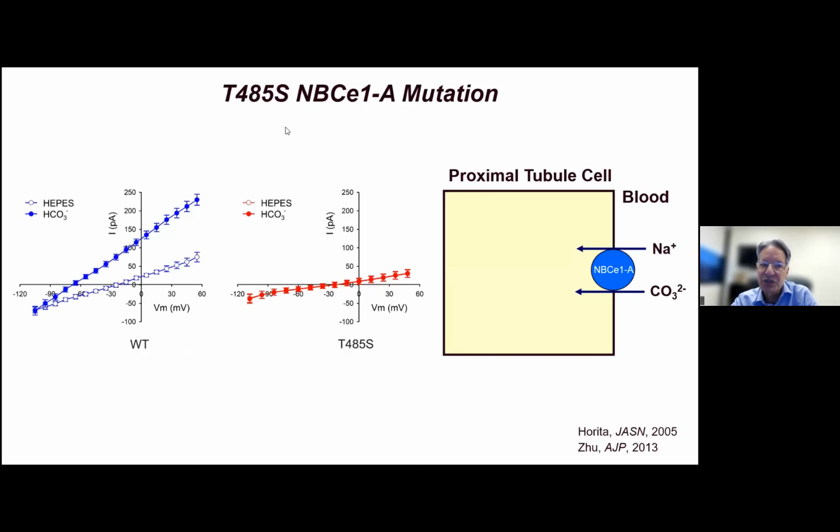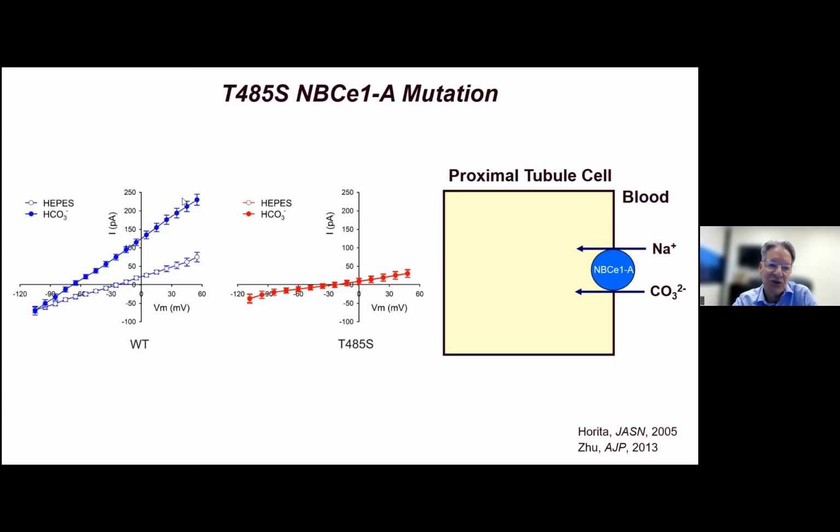This is just an interesting experiment of one of the mutations where threonine at 485 is turned into a serine. This is a pretty modest change. These two amino acids are very similar chemically, and yet it has a huge effect on the protein. This is a patch clamp study in a cell of the cloned transporter that was transfected into cells in culture. And you can see that when you add bicarbonate, a current is carried that you can measure. This is the current before adding bicarbonate and the current after.